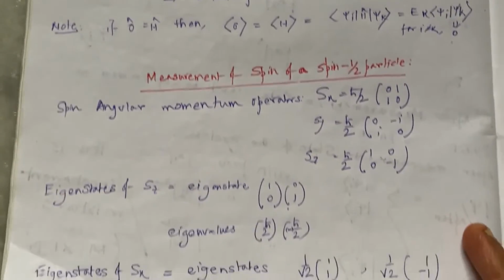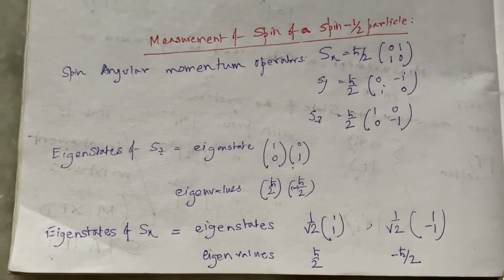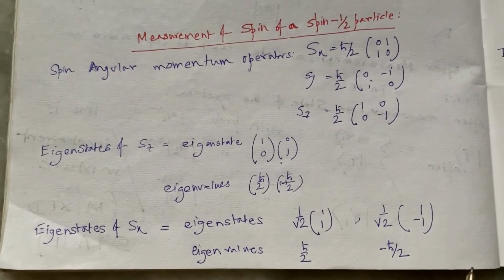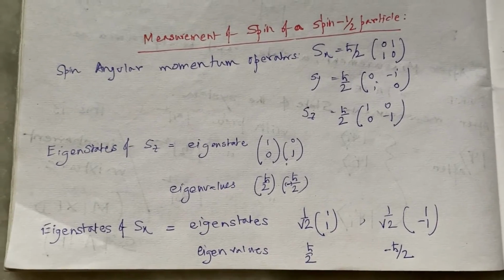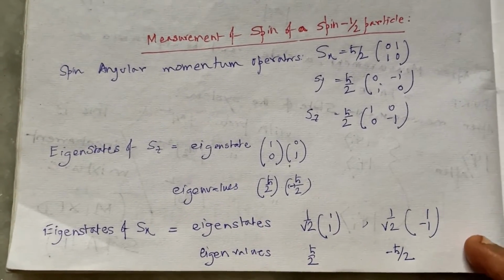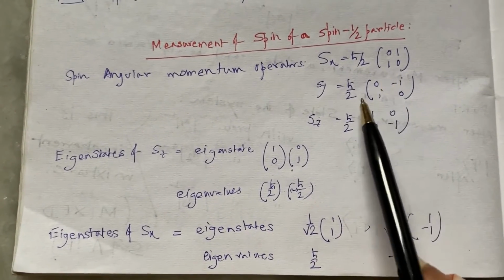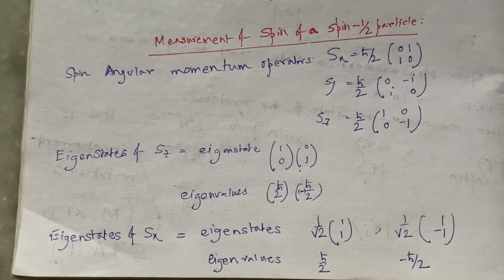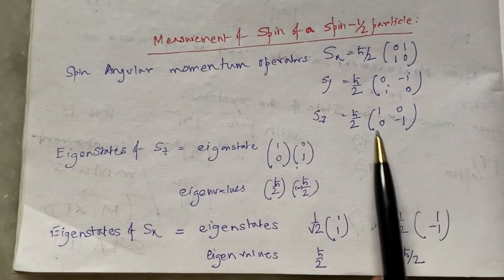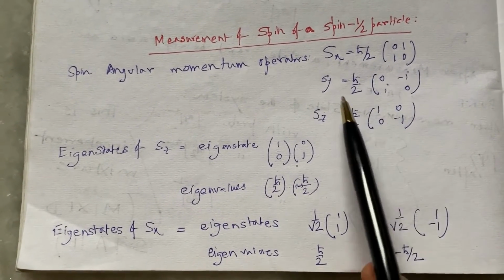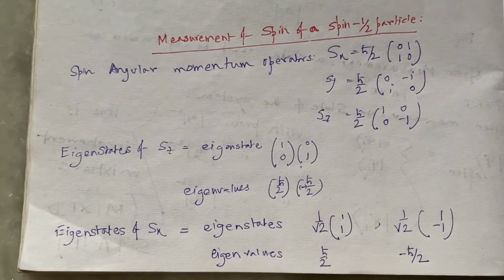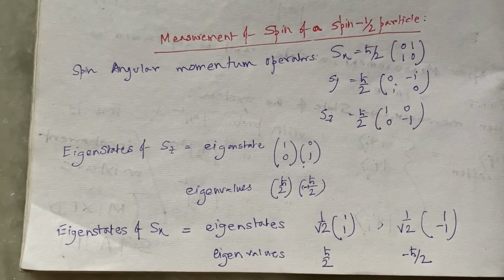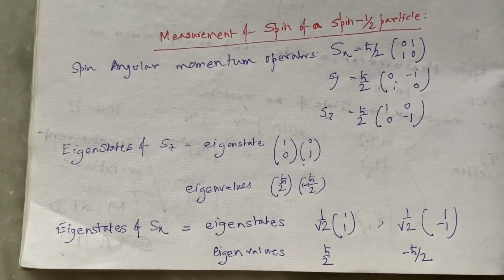Okay, so now let's go into the measurement of spin half particles, measurement of spins of a spin half particle. Now these are the spin matrices. We have already learned this. We have already learned about sigma x, sigma y, sigma z, which are Pauli matrices, and I have derived those matrices.